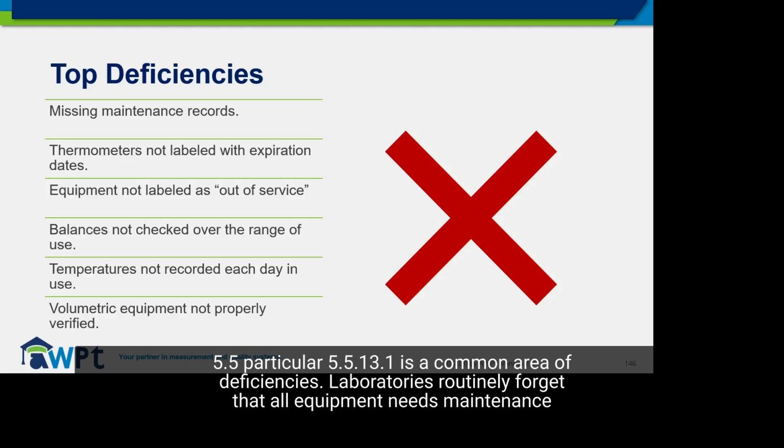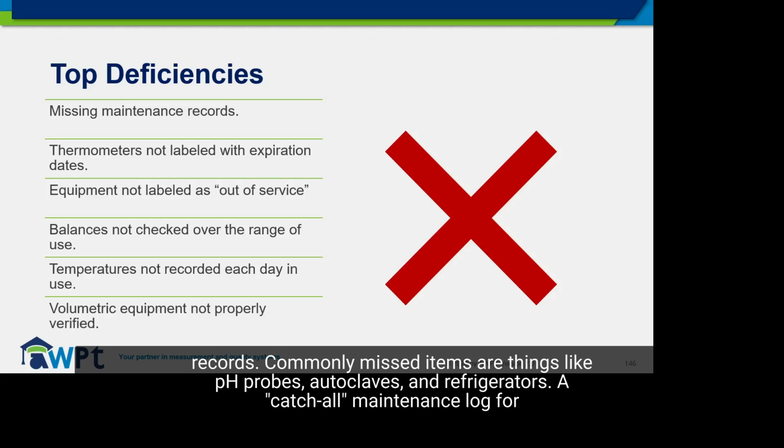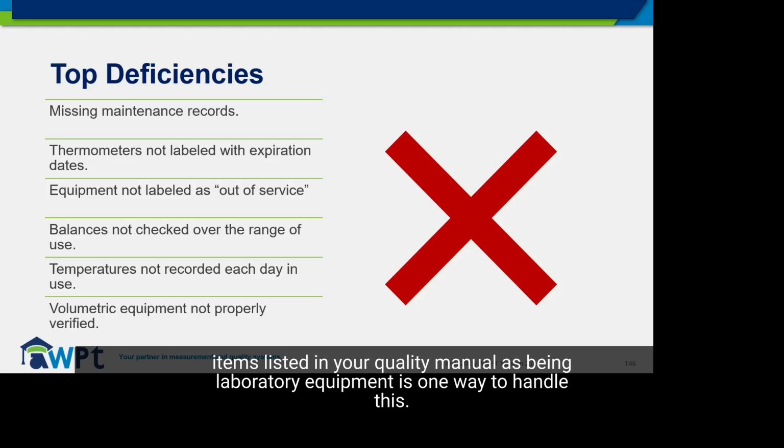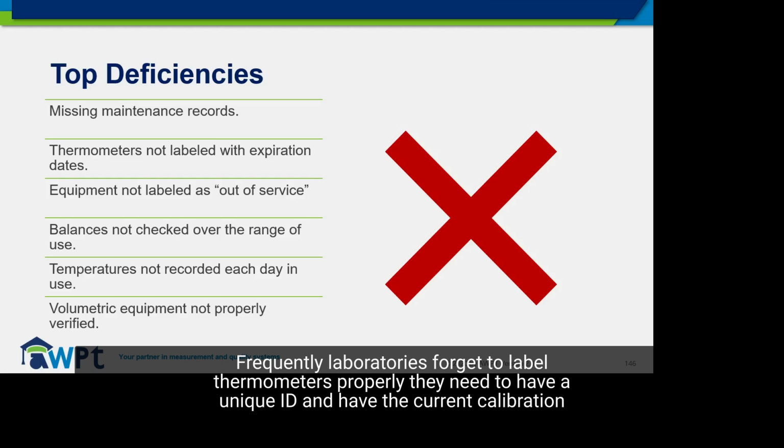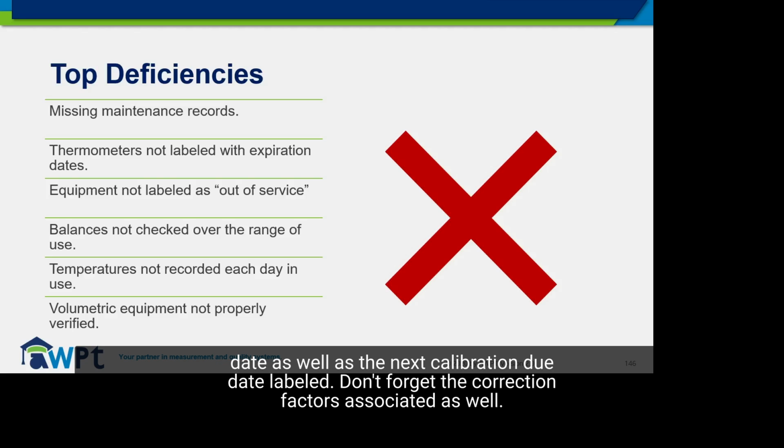5.5, particularly 5.5.13.1, is a common area of deficiencies. Laboratories routinely forget that all equipment needs maintenance records. Commonly missed items are things like pH probes, autoclaves, and refrigerators. A catch-all maintenance log for items listed in your quality manual as being laboratory equipment is one way to handle this. Frequently, laboratories forget to label thermometers properly. They need to have a unique ID and have the current calibration date as well as the next calibration due date labeled. Don't forget the correction factors associated as well.